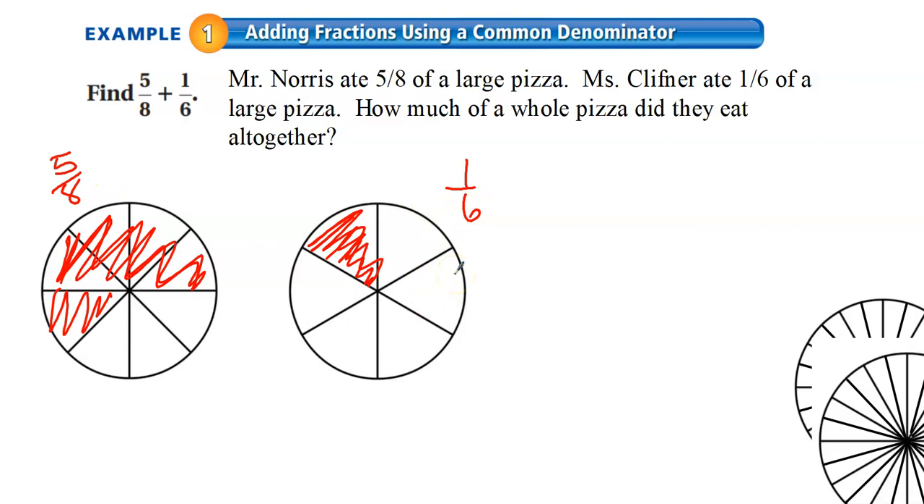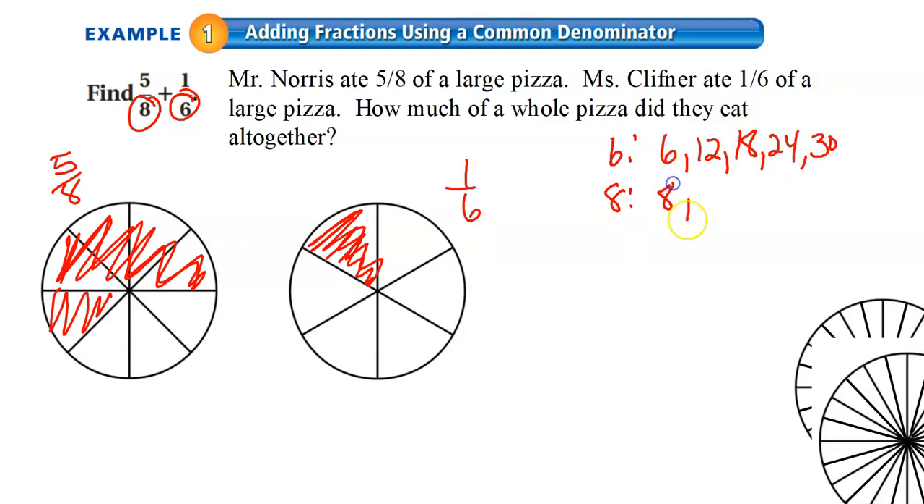So what I'm trying to do is I'm trying to look at the denominators, the 6 and 8, and find a common multiple. If I make a list of multiples, I get 6, 12, 18, 24, 30. When I make a list of the 8s, I get 8, 16, 24. Oh, there we go. So I know the common denominator is going to be 24.